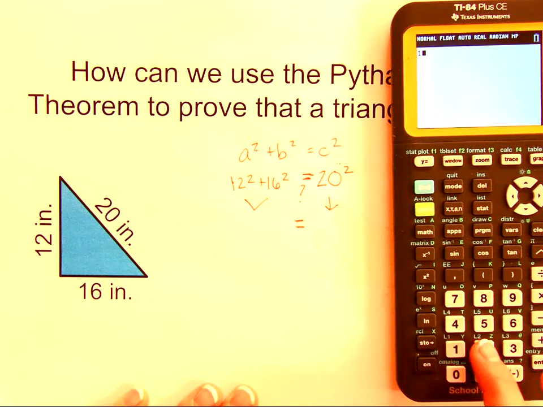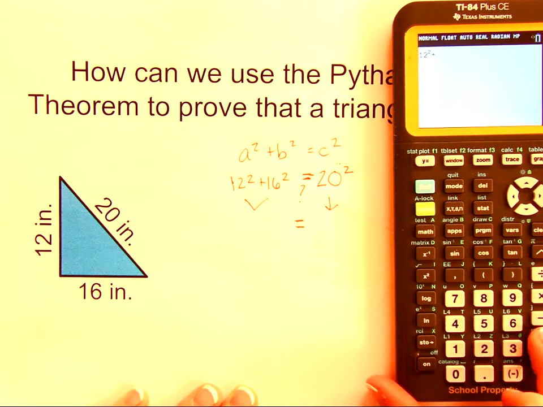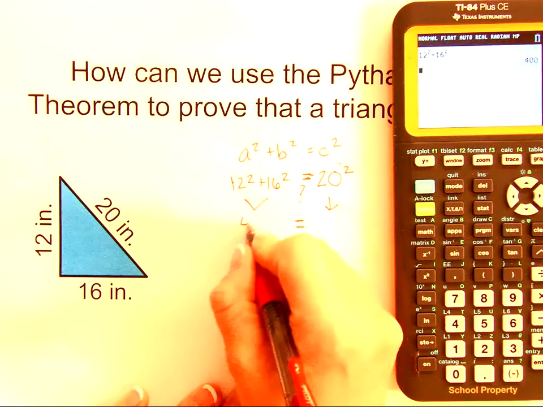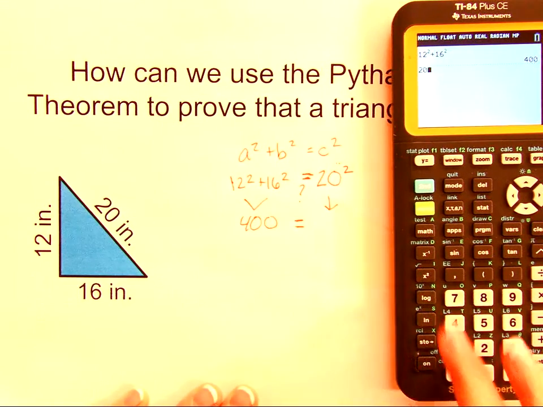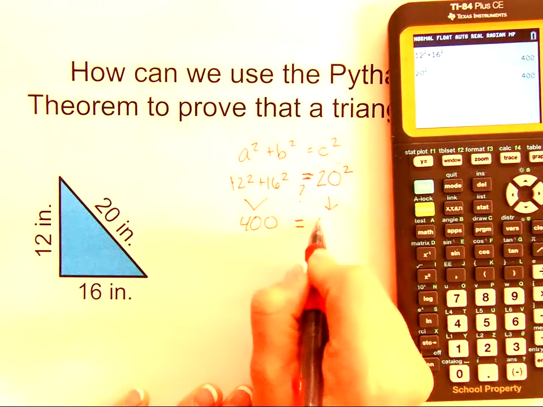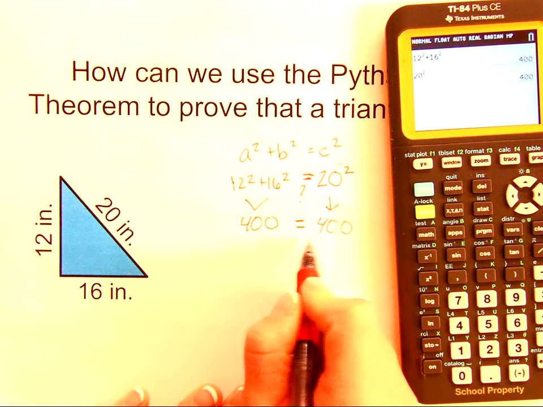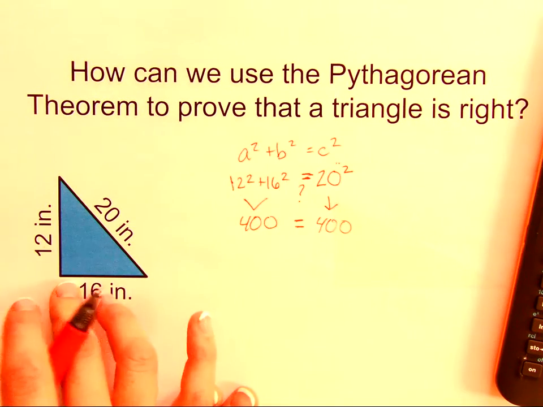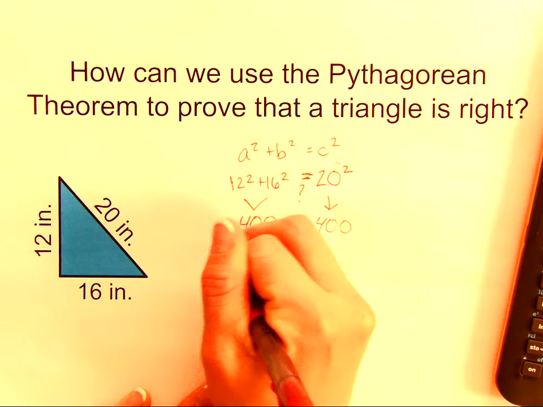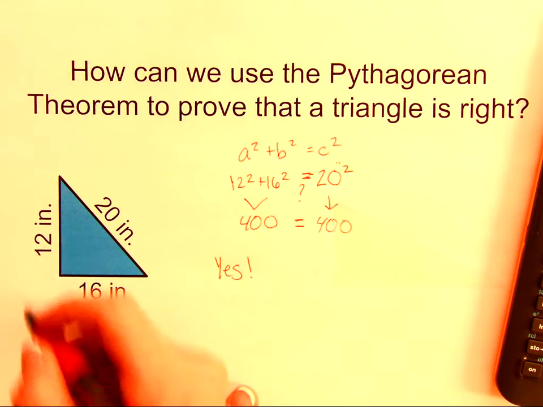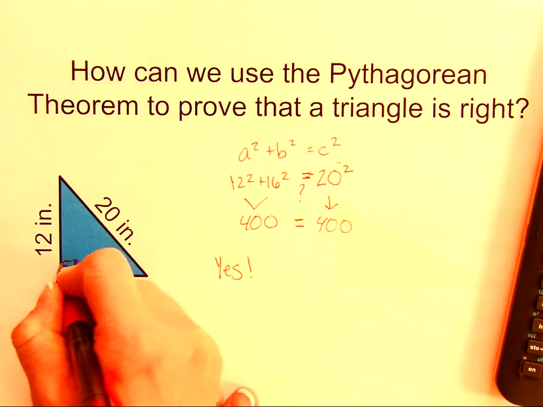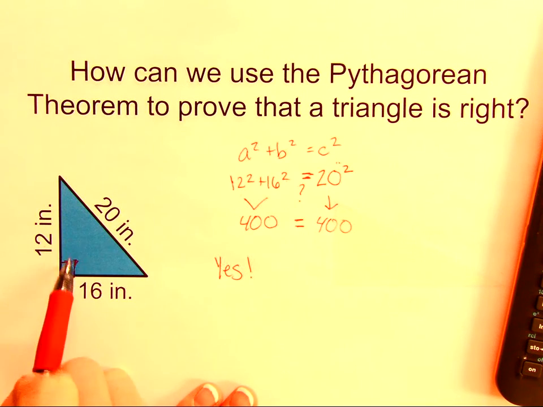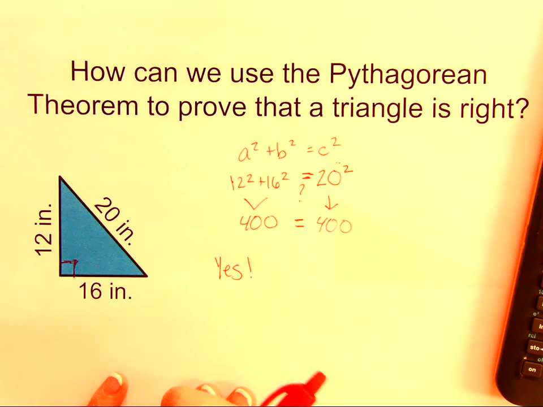So I'm going to type in 12 squared plus 16 squared. That gives me 400. And then 20 squared is also 400. So is this true? Yes. So is this a right triangle? Yes, this is a right triangle. So then if you want to add that in, we know the 90 degrees has to be here, because that would be opposite your longest side, which would make that the hypotenuse.